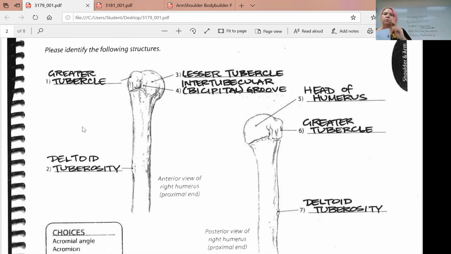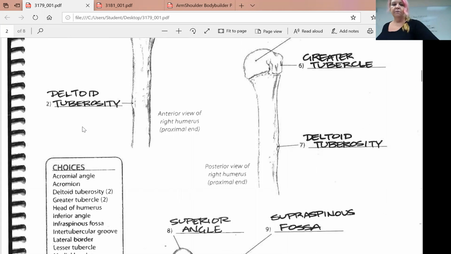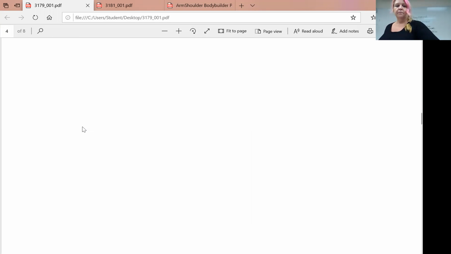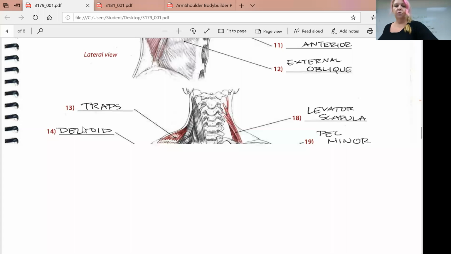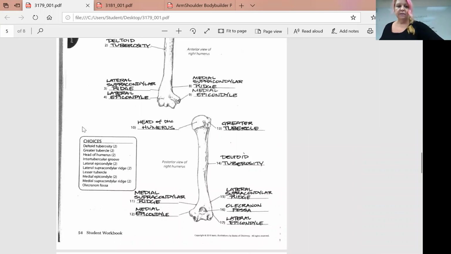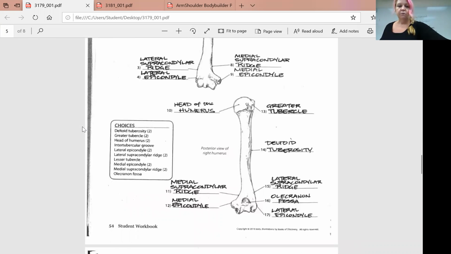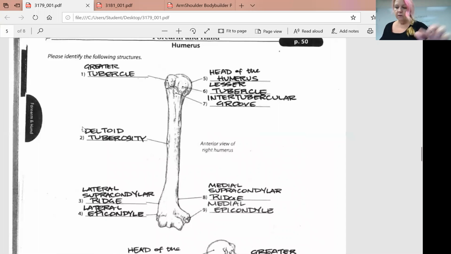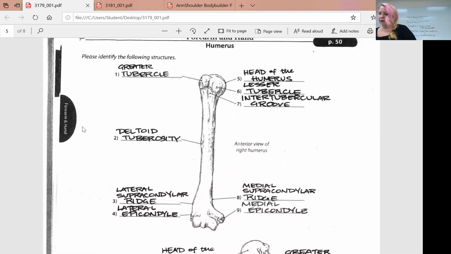We're looking at the full length view, and I'll go ahead and forward us to it. We're looking at this full length view of the humerus. So it is page, you can see at the bottom, it says it's page 54 of your workbook. It's page 50 of your trail guide. So now we're just looking at the humerus here as a whole. And you can see number one is your greater tubercle. Again, we're looking at that anterior view, just like when we saw the proximal view of it.